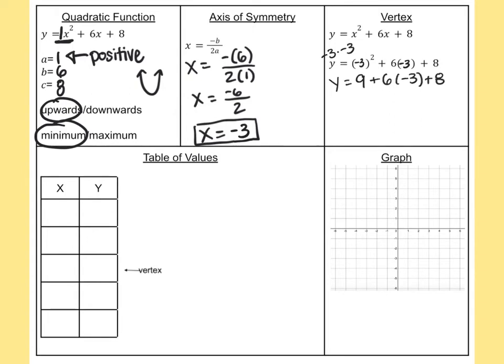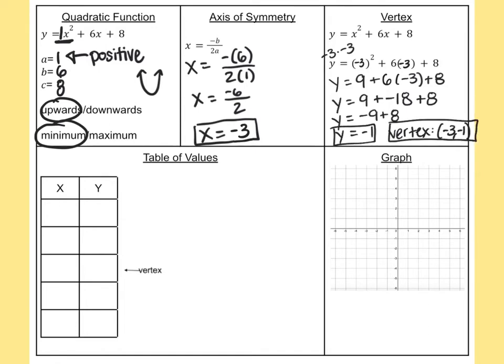Next up, I will do this multiplication, so +6 times -3 would be -18. And then last, we'll just add from left to right. So 9 plus -18, -9. -9 plus 8, -1. So we have the x and the y, meaning the vertex is going to be -3, -1.